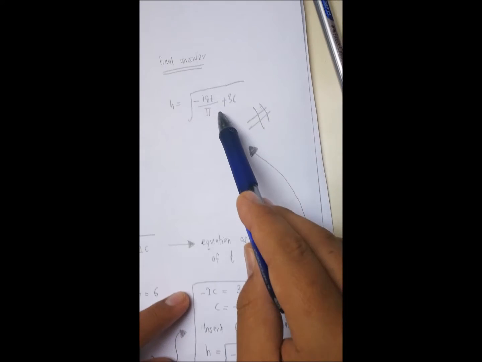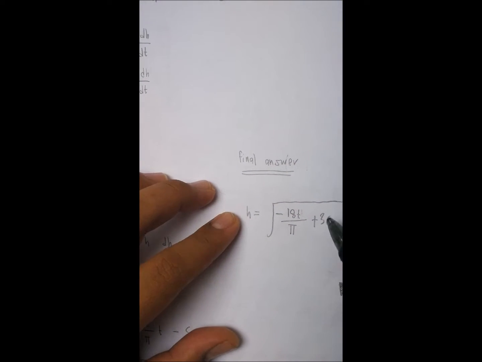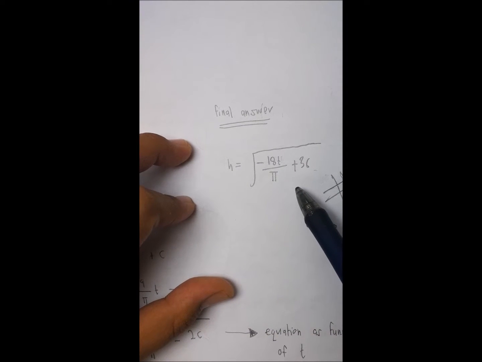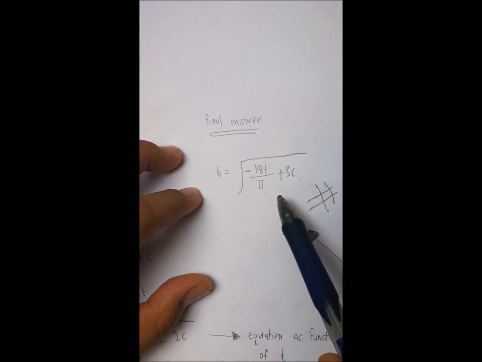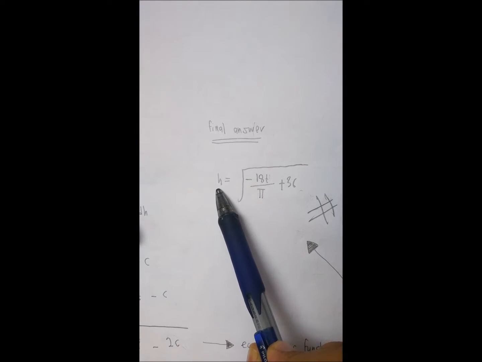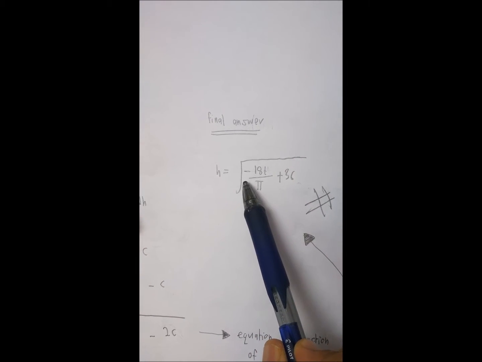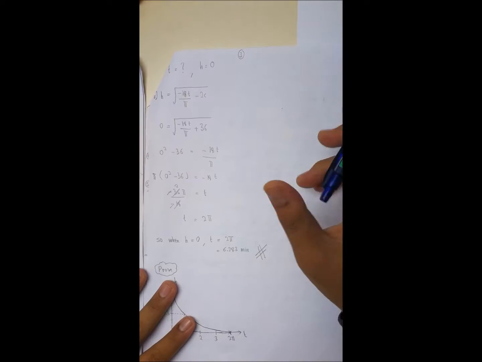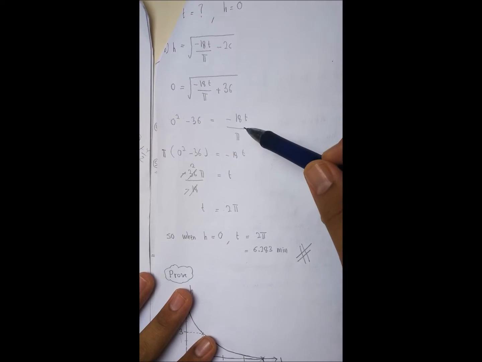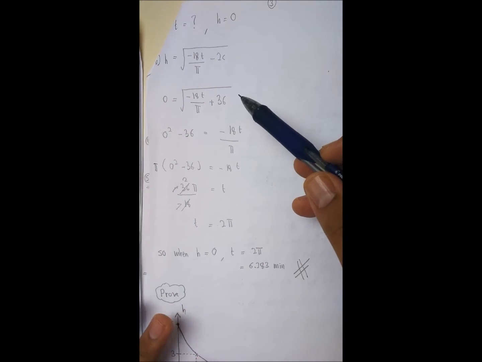So here it is. We've actually solved the first problem, the question A problem. This is the final answer for A: h is equal to the square root of negative 18t over pi plus 36. This is after we substitute the value of c. Okay, so we are going to proceed with the next question.